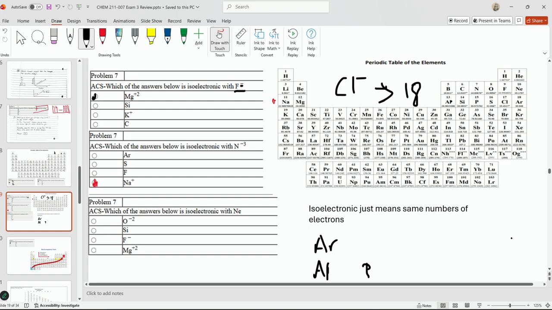Wait, isn't potassium K? Isn't potassium K? Oh, my bad. I'll be honest with you, I was working on this app, so it took me all day. Okay, K, yeah.